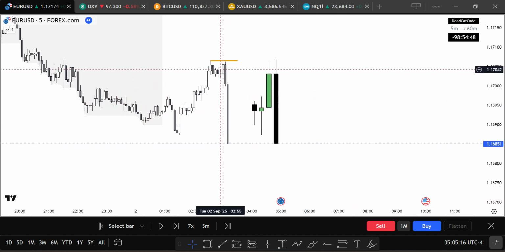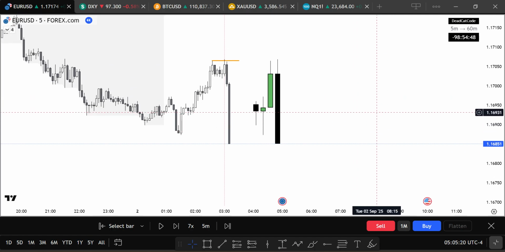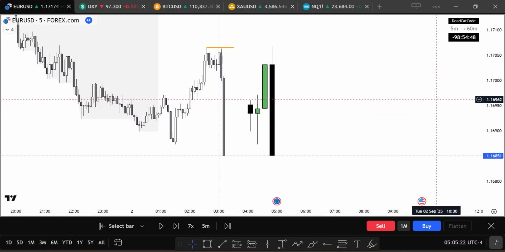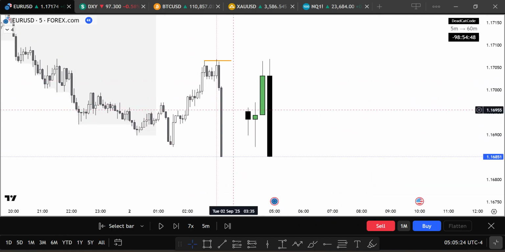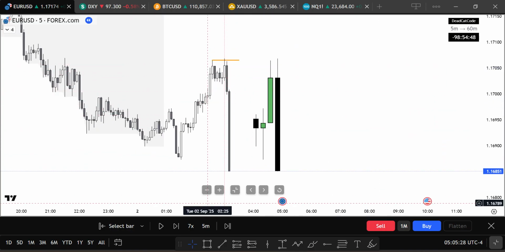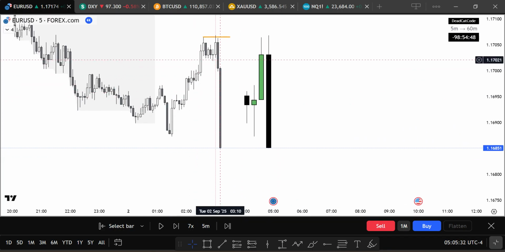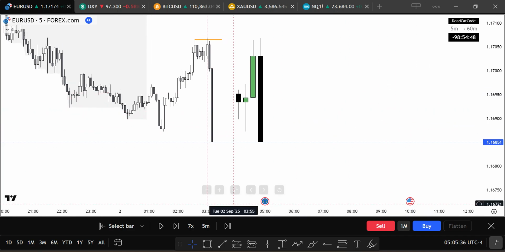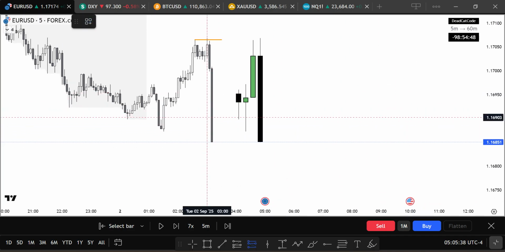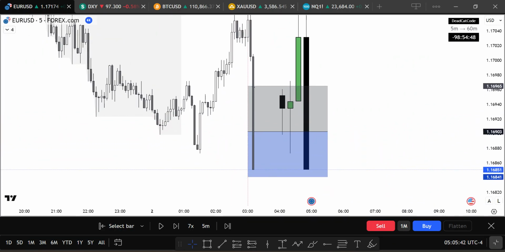So when I saw this candle sweep this low high, I just waited to see how the candle reacts. But the thing is, this candle closed bearish, didn't respect this fair value gap, and the next candle dropped like this. So what I did, I just executed here, and let me show you why.